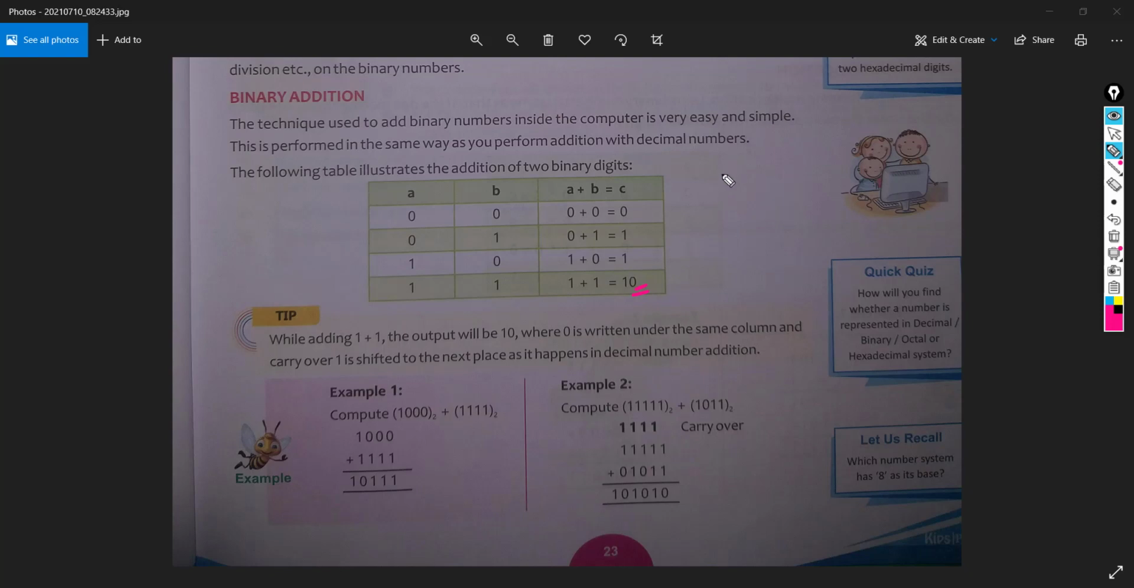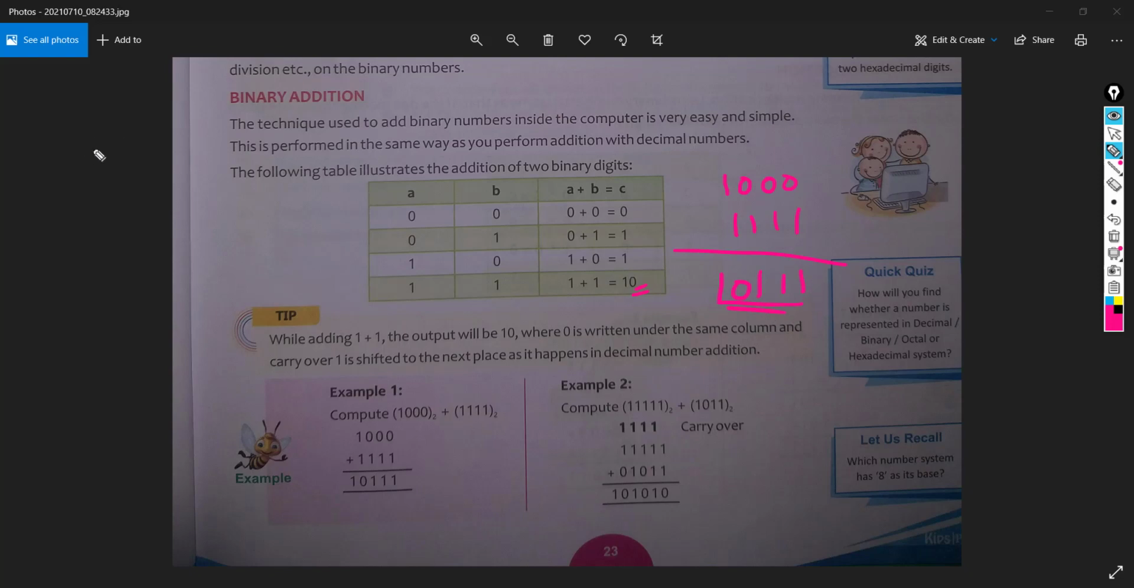So let's add two values: 1 0 0 0 and 1 1 1 1. How can we add? According to this table, 0 plus 1 will be 1 only. 0 plus 1 is 1, 0 plus 1 is 1, and 1 plus 1 will be 1 0. So this will be the answer.